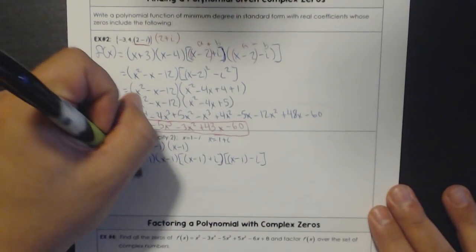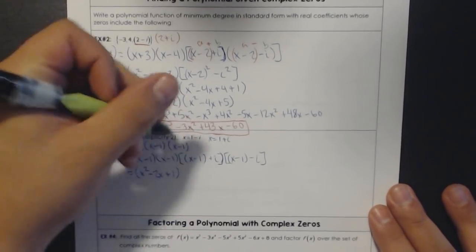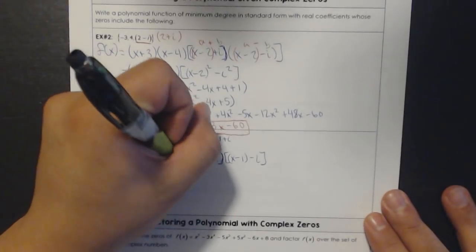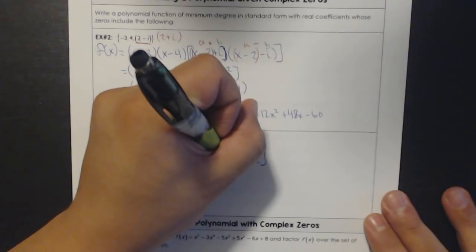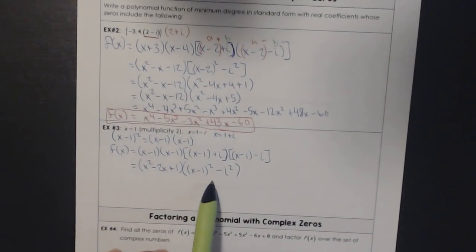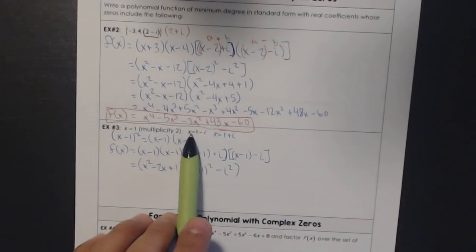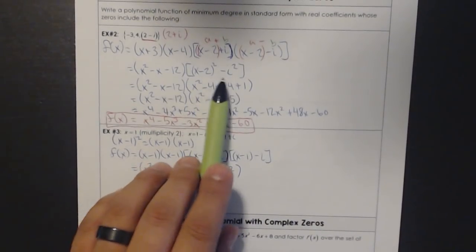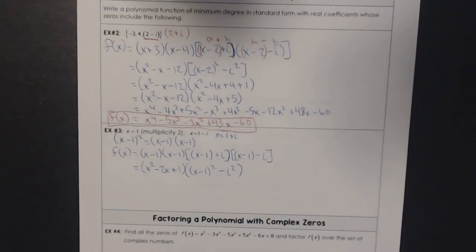I get x squared minus 2x plus 1 times x minus 1 squared minus i squared. Every single time we're given a complex number, we should get something like this. We essentially get x minus 1 minus i squared, just like how we got x minus 2 squared minus i squared. Very identical in the process of doing this problem.